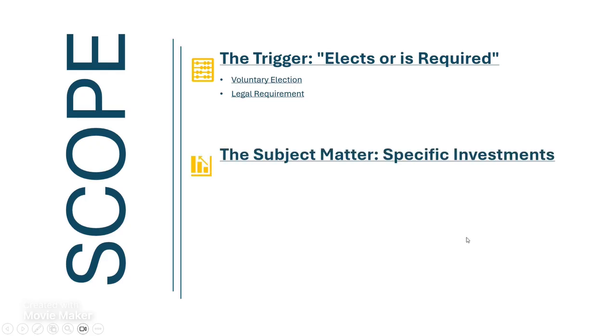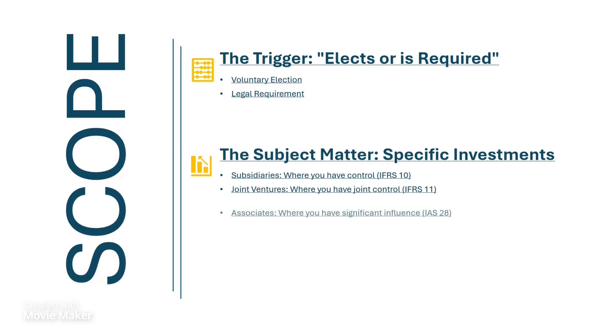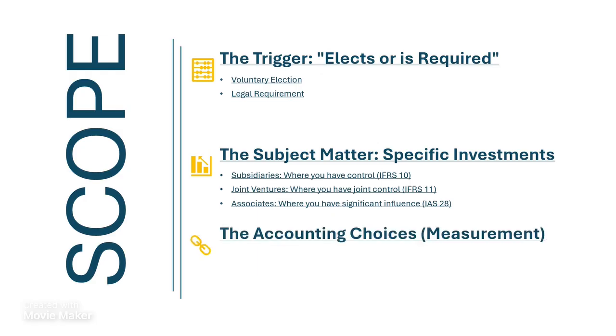Secondly, the subject matter. Specific investments are taken into consideration for the application of IAS 27. They can be subsidiaries, joint ventures, or associates. The accounting choices for the measurement of the investments are available under IAS 27. It can be measured at cost, fair value, or the equity method of accounting. Let's discuss the measurement under these methods.